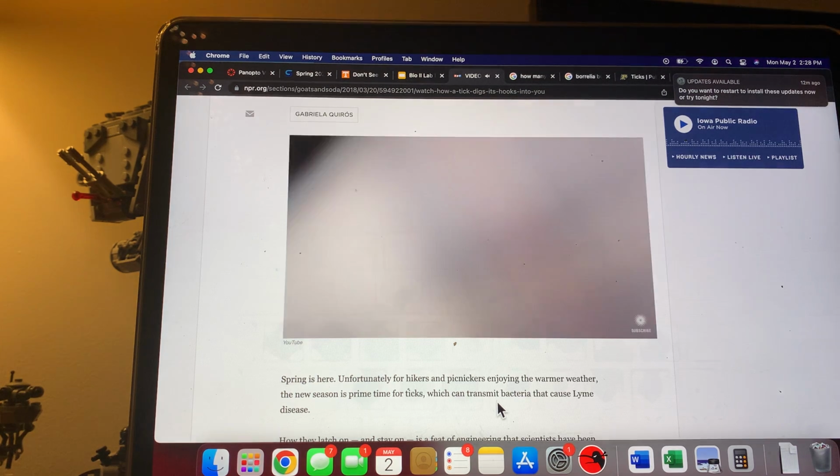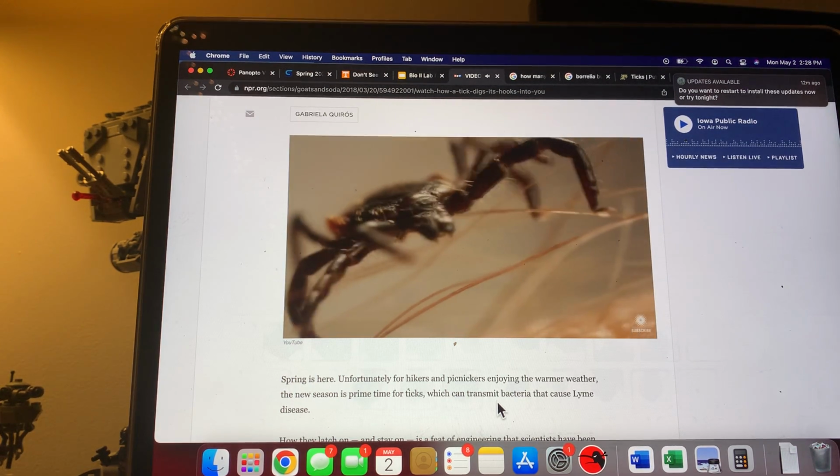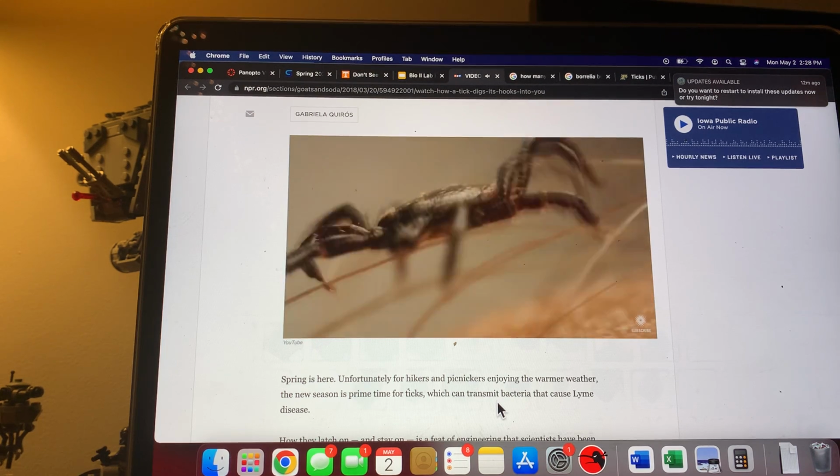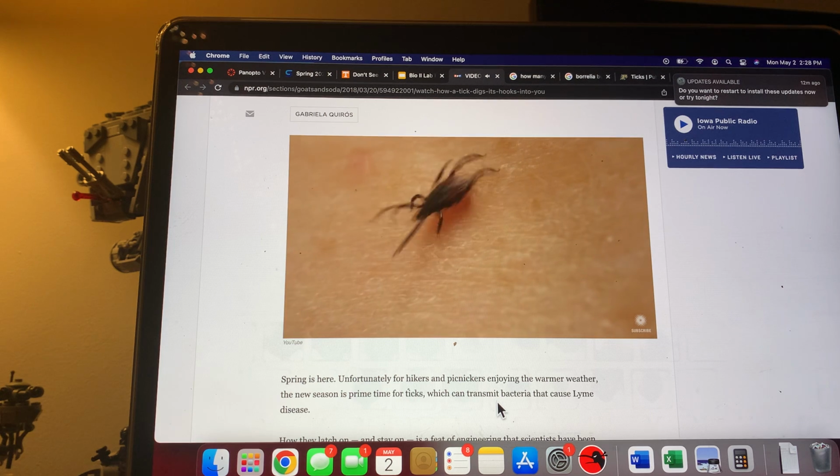Now you see her. And so yeah, that just shows like they get picked up pretty easy like that. And then when they're on the skin, a nice spot to bite into for blood.